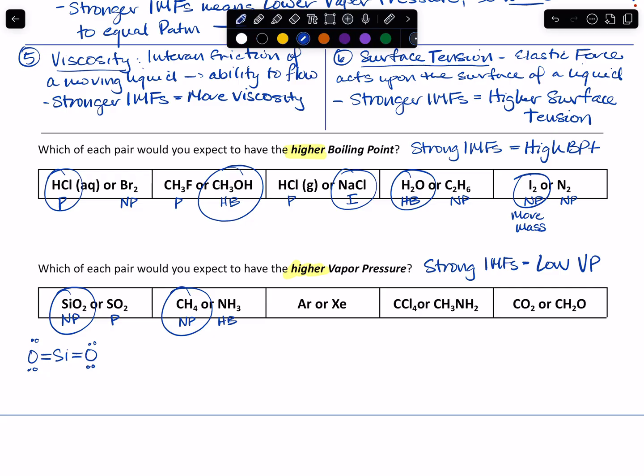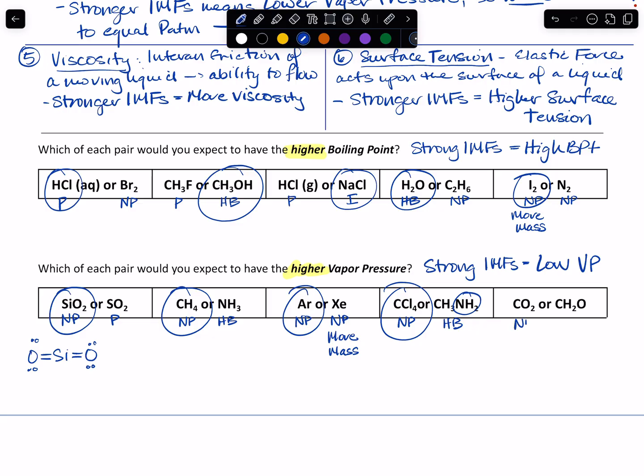Argon and xenon, both of these will be nonpolar. All right, and it's going to come down to mass. The more mass is going to be with xenon, which means it's more polarizable, which means a stronger intermolecular force. So argon gas will have the higher vapor pressure. CCl4 is nonpolar, CH3NH2, this NH2 group has hydrogen bonding capabilities. So the CCl4, the carbon tetrachloride, will have the weaker IMFs, so the higher vapor pressure.